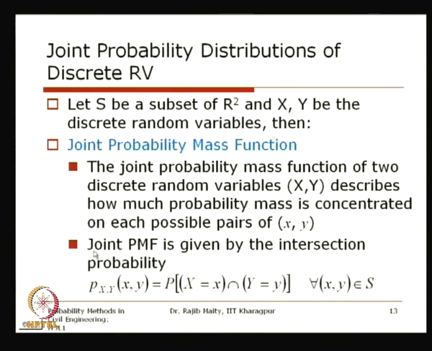So the joint PMF is given by the intersection probability, that is p_XY(x, y). When we talk about the mass function, our notation is the small p. For the bivariate random variables X, Y, with some specific values x and y, it is the probability that X equals that specific value x and Y equals that specific value y, both occurring simultaneously. And this x and y are from the sample space S.